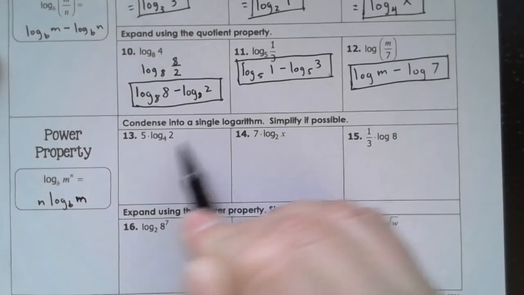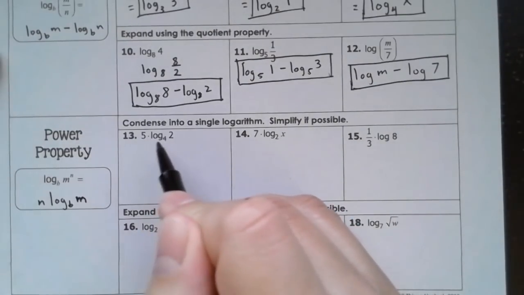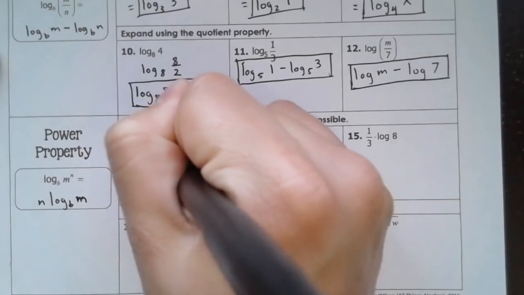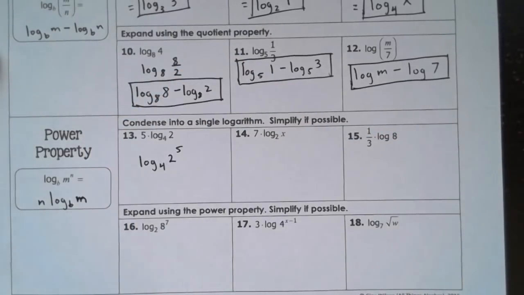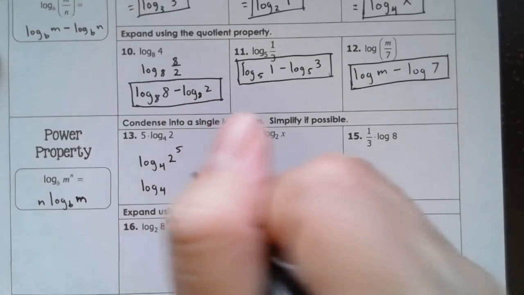This one says condense into a single logarithm or just simplify it. So I have a 5 in the front. I can rewrite this one as log base 4 of 2 to the 5th, and I can simplify that further. 2 to the 5th is 32.